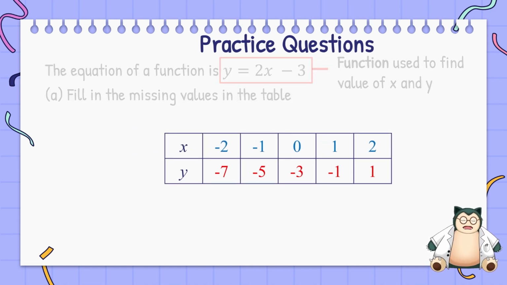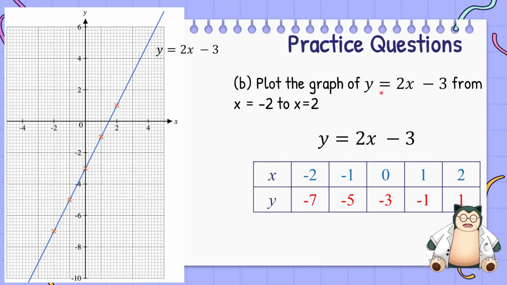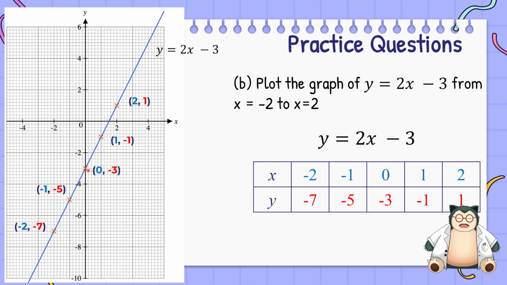And in part B, they request you to plot the graph of y = 2x - 3 from x = -2 to x = 2, which is just nice, the entire range of our data table. So what I'm going to do is, in our Cartesian coordinates, our Cartesian graph, x and y, we're going to plot out the 5 points over here. (-2, -7), (-1, -5), and so on and so forth. After you plot out the 5 points by marking an x onto the graph, use a pencil to draw a straight line through these 5 points and label the graph with our equation.